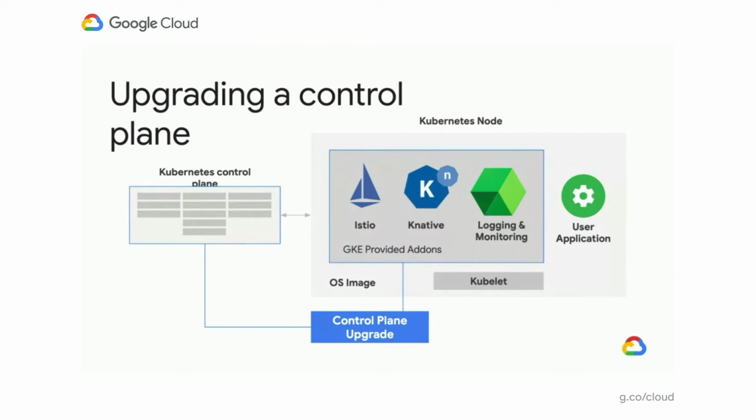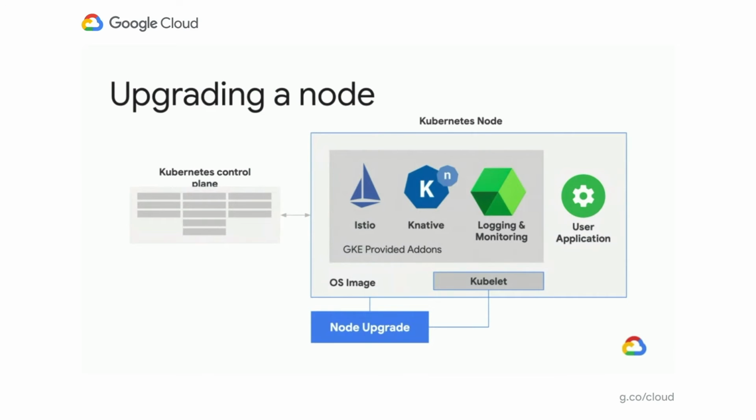So when we upgrade a zonal control plane, we do it by creating a new control plane with the new version. Then we move the network and the disk over and delete the old control plane. Regional control planes are upgraded in a similar fashion, but you get the redundancy of 3 control planes. So you always have 2 control planes available when we upgrade one at a time.